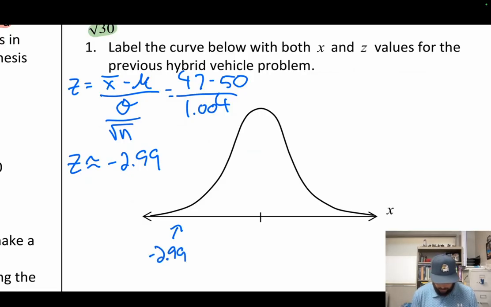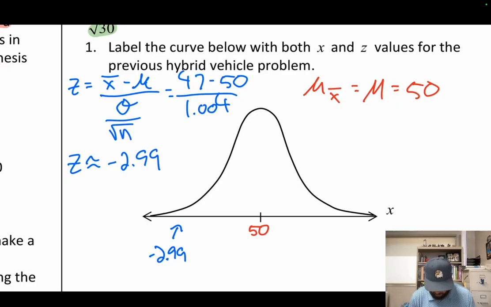Okay, and so labeling what we had, our mean is 50. And the reason we know that is, remember back to last chapter, the mean of our sample is equal to the mean of the population, which is 50, because of the central limit theorem. And then our standard deviation of x bar, we found above, which was 1.